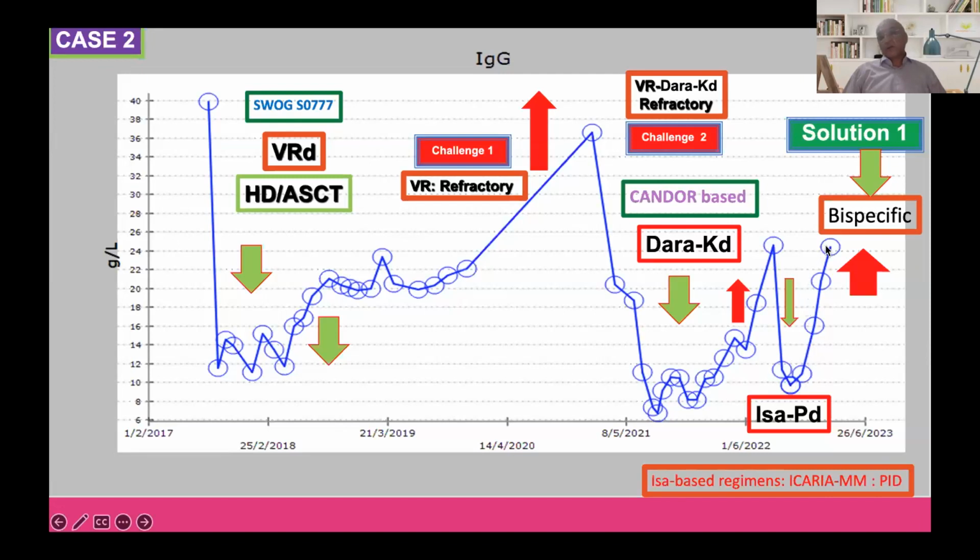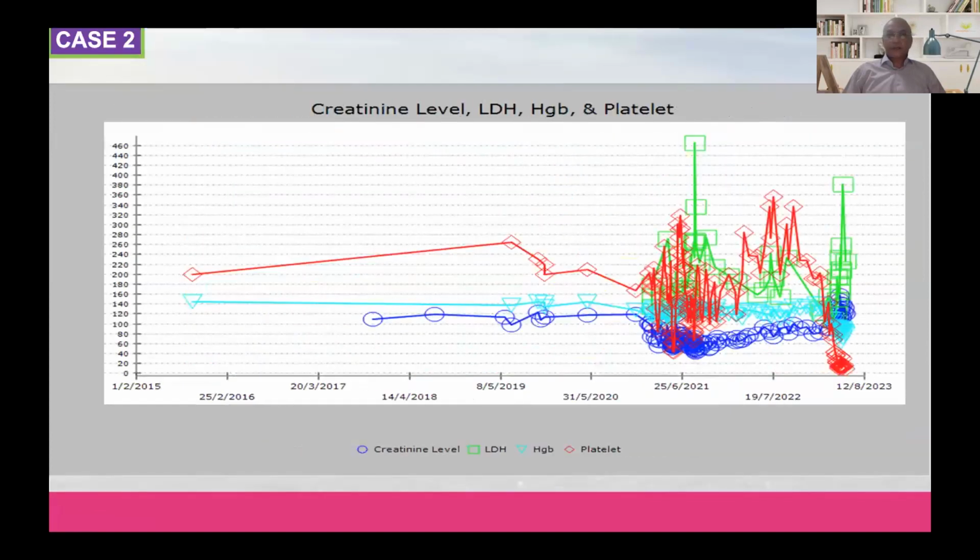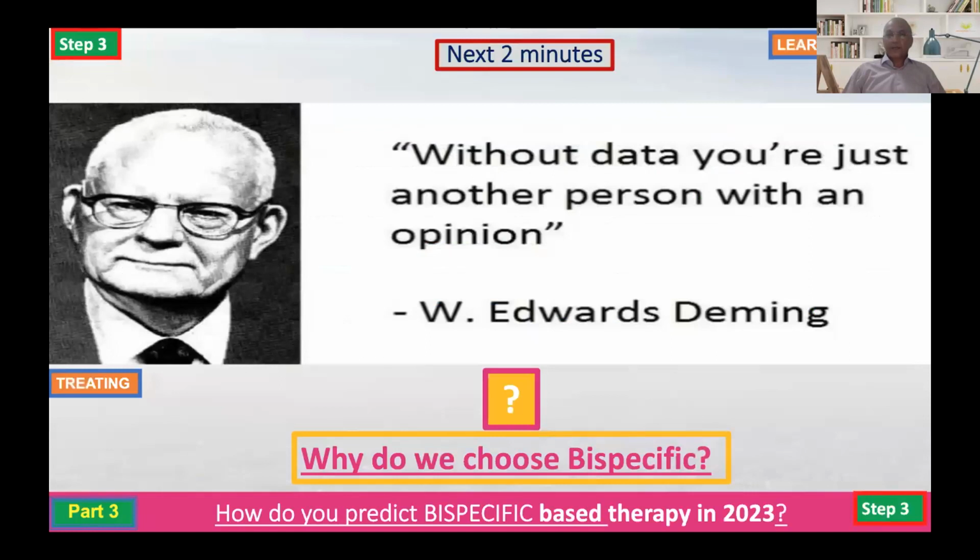And this is the fourth line in this patient. You can say he has taken penta or hexa type of therapy and is refractory to all. This patient is again eligible for bispecific therapy. So with this, I end my 2 cases.